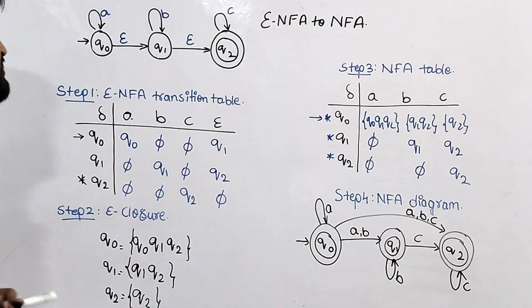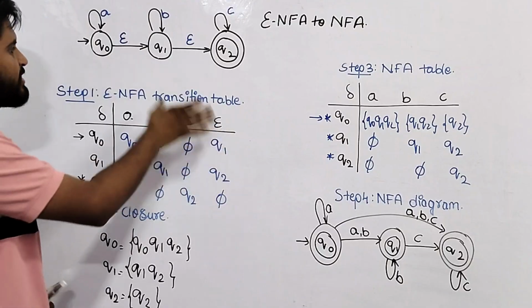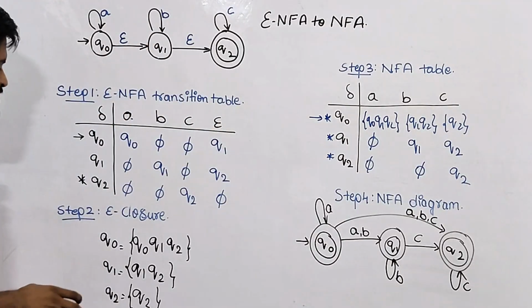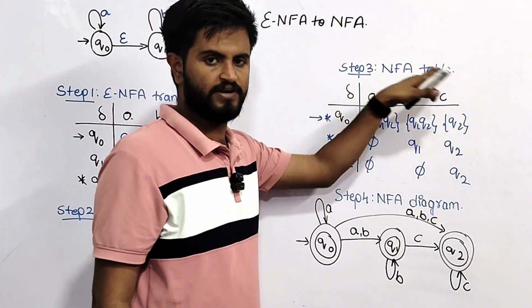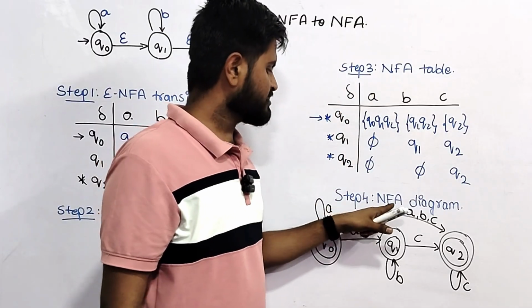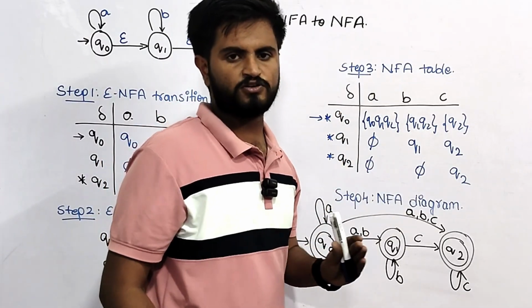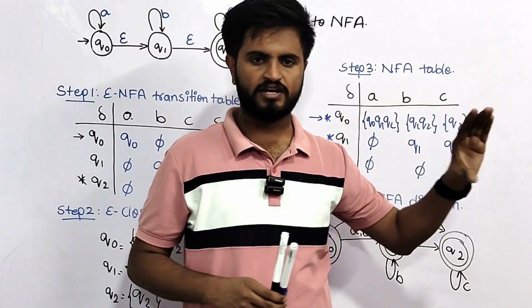Now what we did, we just used the four steps. We designed the epsilon NFA transition table for the given NFA diagram. Next we wrote the epsilon closures. Using those epsilon closures we designed the NFA table. After designing the NFA table, we wrote the NFA diagram. So I hope you understood the topic, how to convert the given epsilon NFA into an NFA diagram.